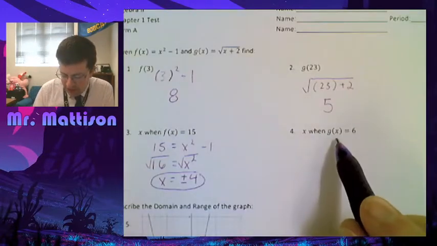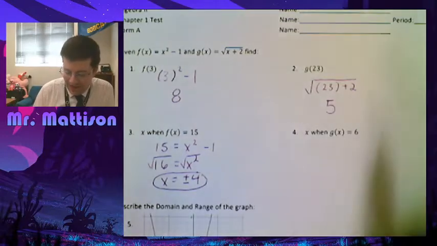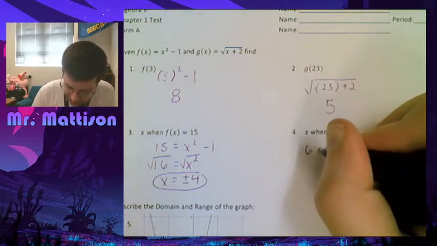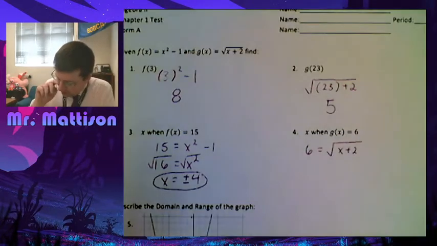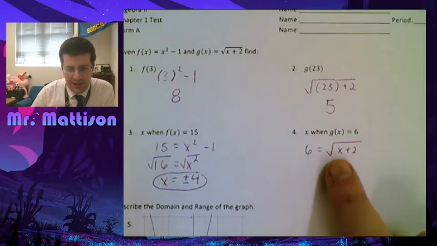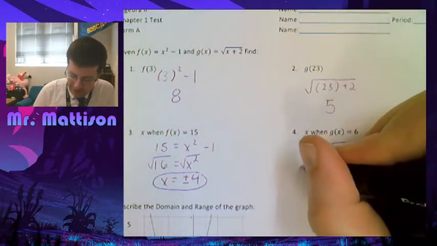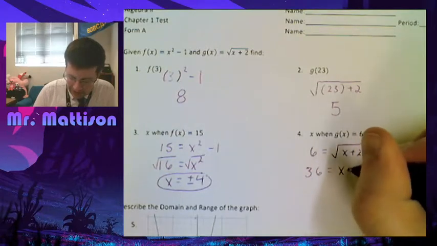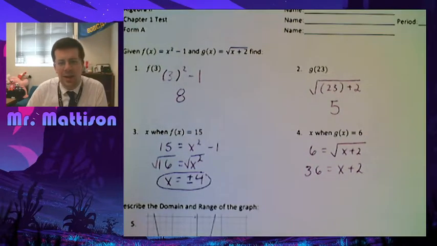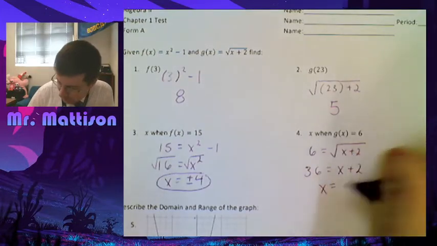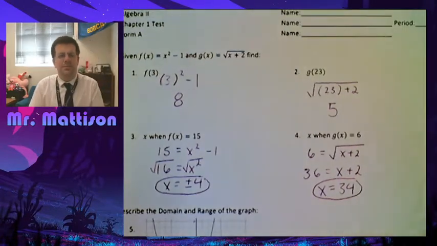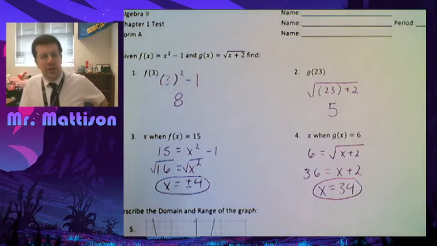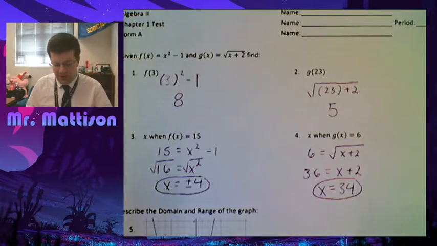Number 4, find x when g of x is 6. So that would be 6 is equal to the square root of x plus 2. So then here, I want to square both sides to get rid of this radical. If I square both sides, I get 36 equals x plus 2, because the square root is going to go away. And then I have to get rid of that 2, so I'm going to subtract 2 from both sides, and I get that x is equal to 34 in this case. So hopefully not too bad. That's mostly review stuff of Algebra 1 level stuff, so it shouldn't be all that bad for us.